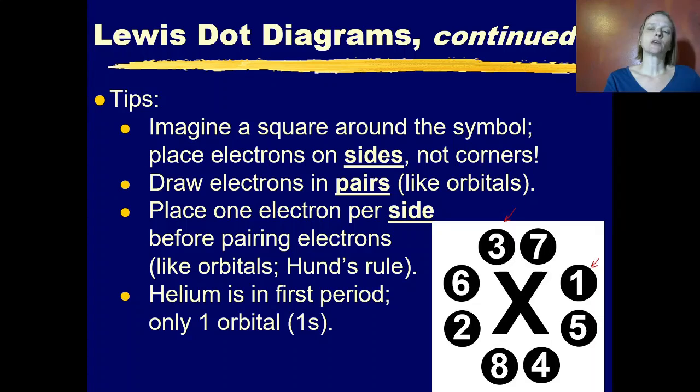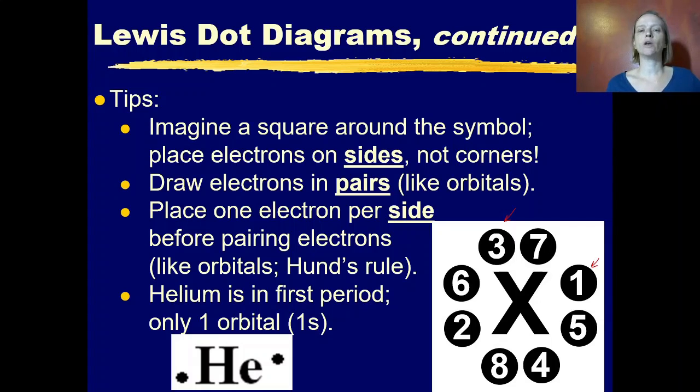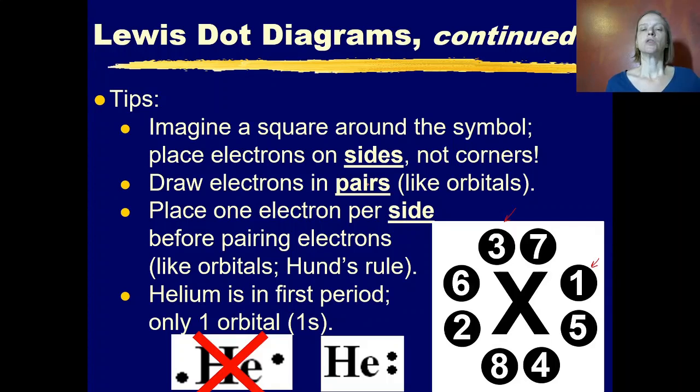One exception to this electron placement rule is helium. Because helium is in the first period, it only has 1 orbital. Therefore, we don't spread out its electrons on opposite sides. We don't do this. Instead, we draw both electrons on the same side because we only have that 1s orbital, so those 2 electrons are, in fact, close to each other.